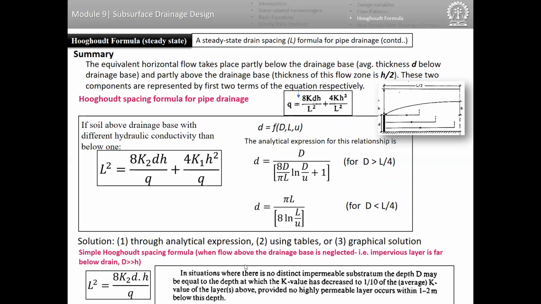If the flow above the drainage base is neglected, then we can consider only this part, and this part can be neglected. This can be done when d is far greater than H, so the flow will be essentially horizontal.